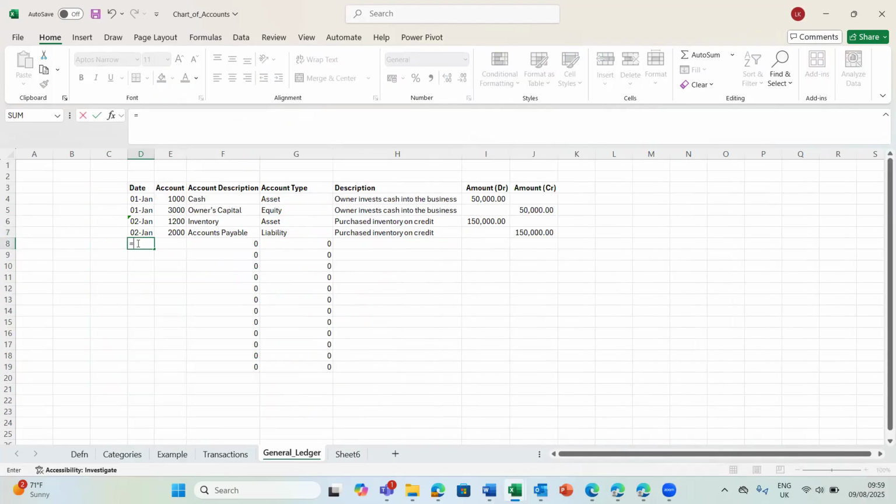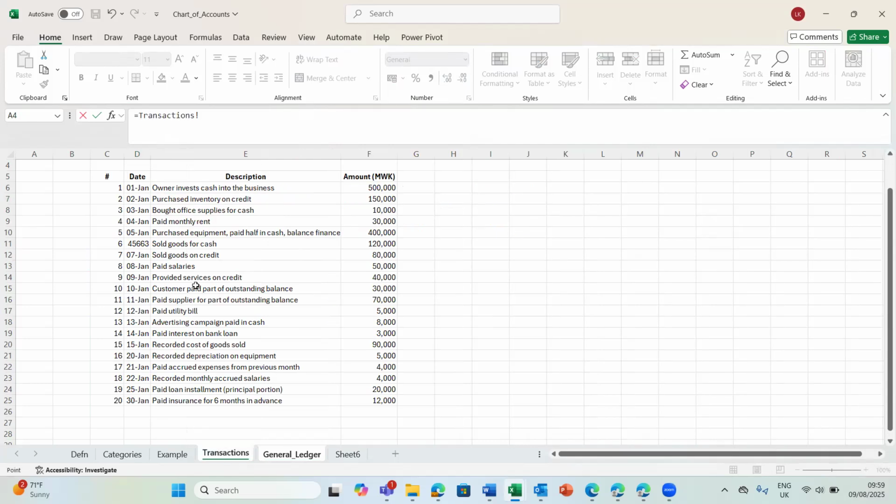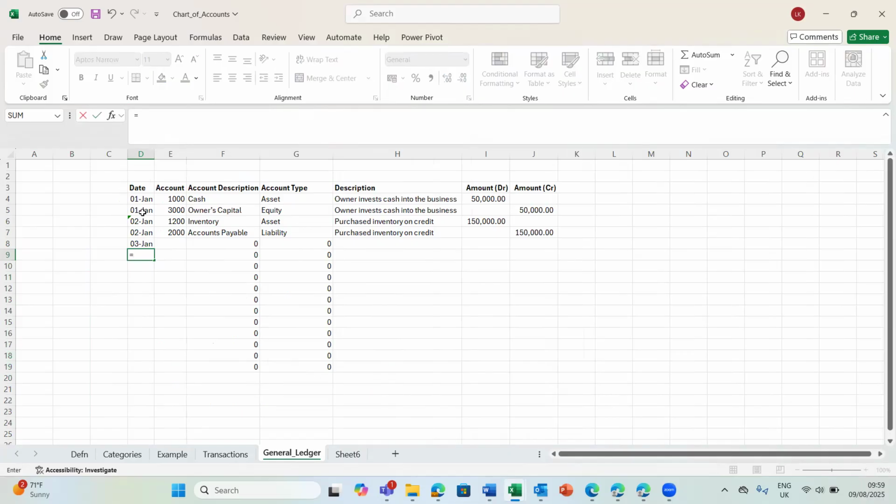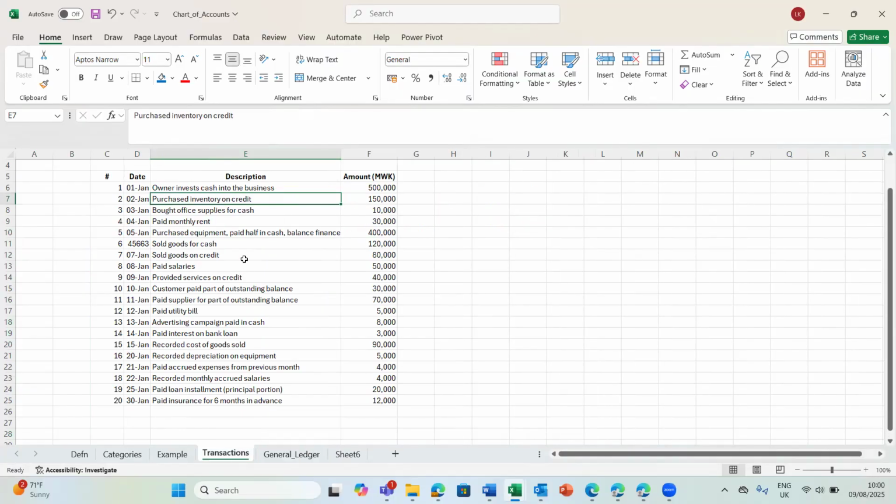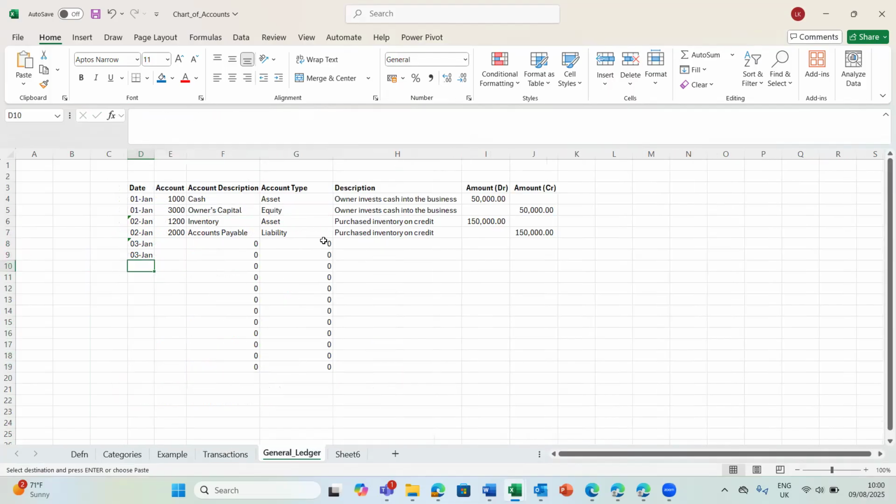Then we go again for the next transaction, which is on the 3rd of January. So on the 3rd of January, what did we do? We bought office supplies for cash. Okay. We bought office supplies for cash.